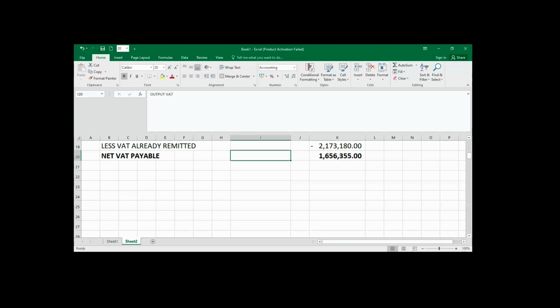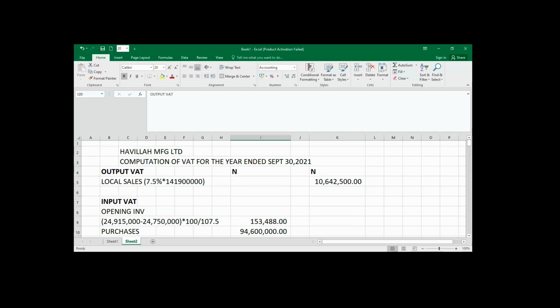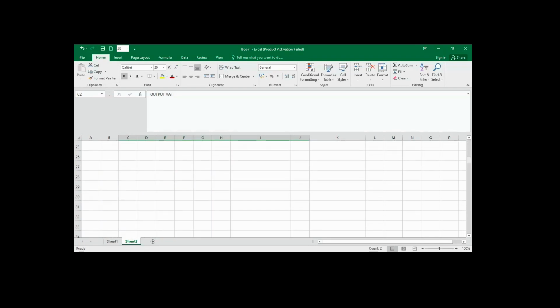But where he's not giving you the amount of the value added tax, you have to apply the value added tax rate, which is 7.5%, to arrive at the value added tax. And you are going to use the invoice credit method by looking at the difference between the input VAT and the output VAT.